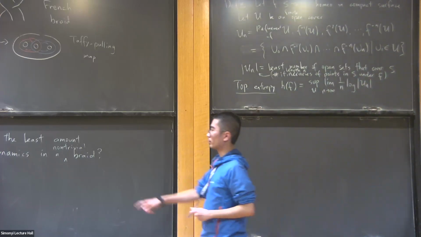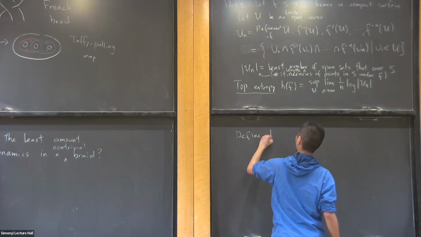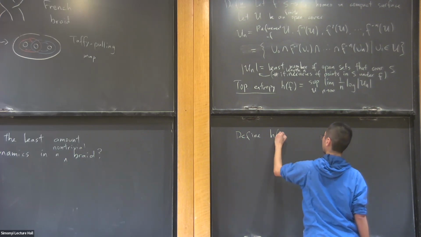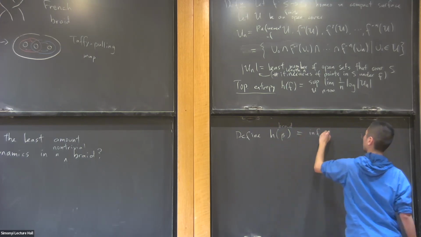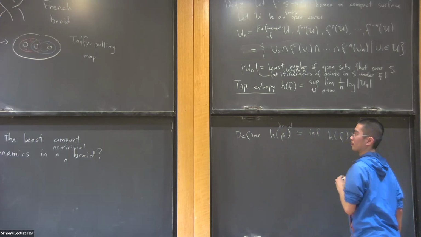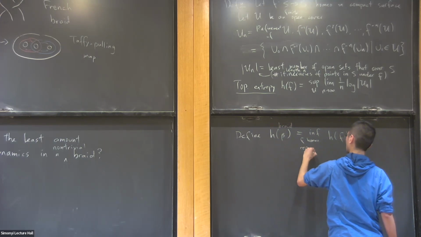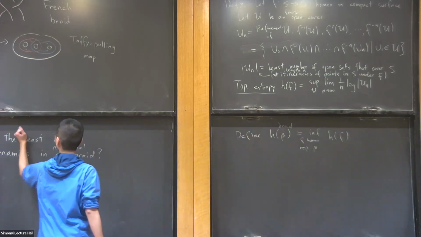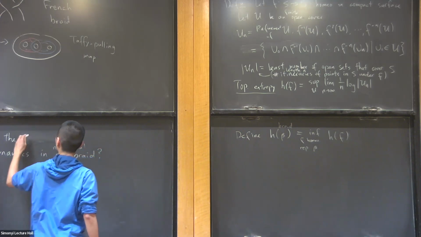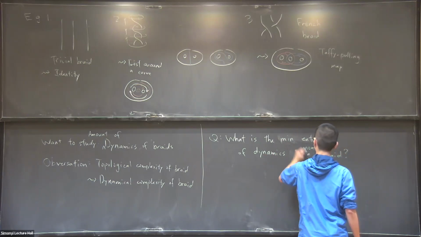Well, of course, our homeomorphisms are only well defined up to isotopy. So let me define the topological entropy of a braid to be the infimum of all representative homeomorphisms. So that's what I mean by least amount of dynamics. I want to minimize this, of a non-trivial braid.